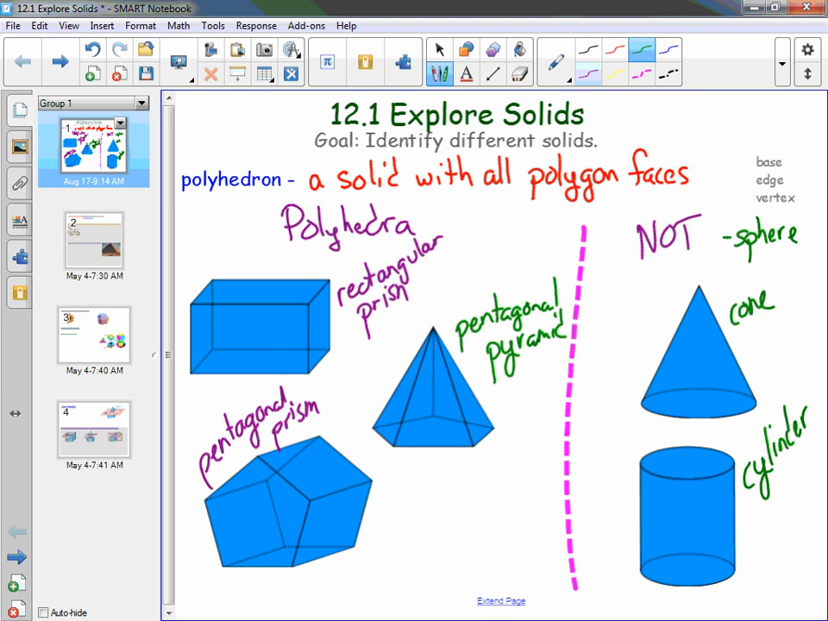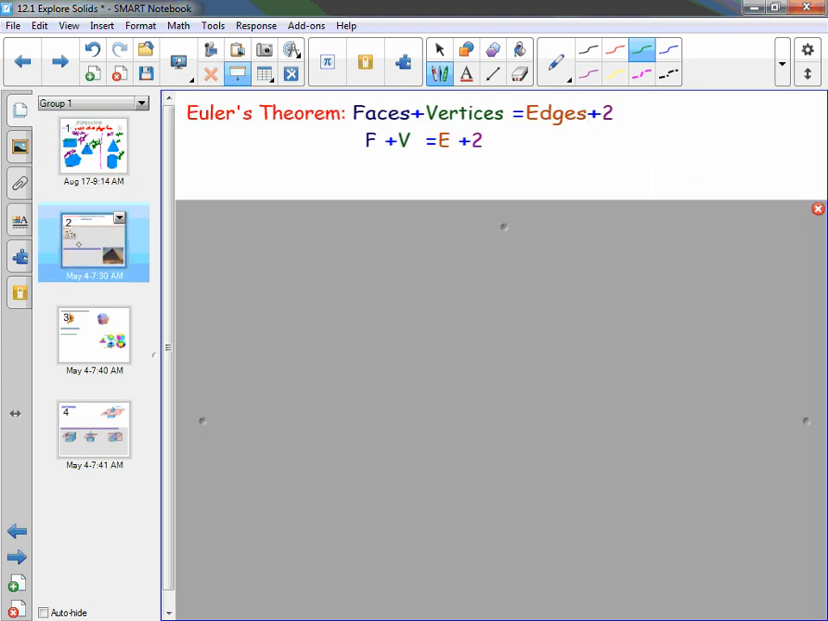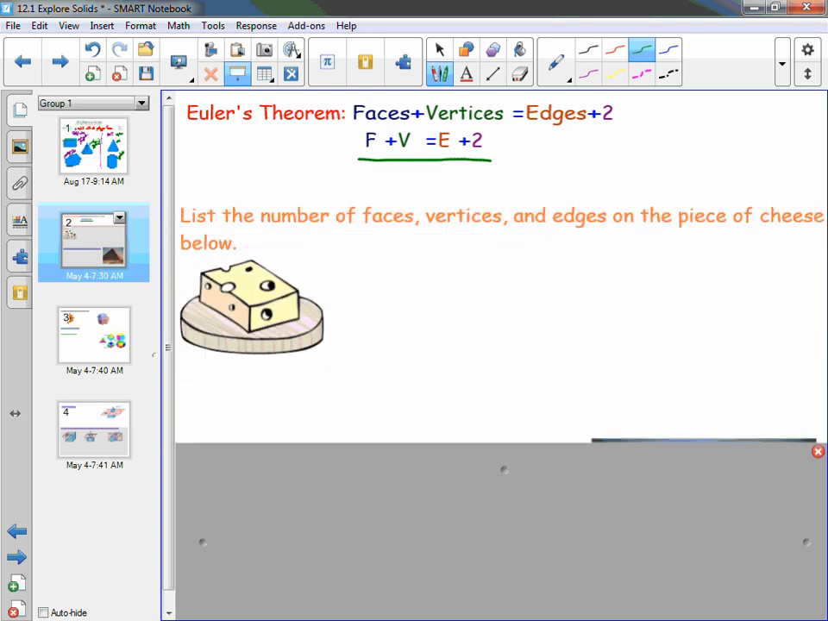Alright, edge. Any of these faces, also called a side. An edge is this line right there. That would be an edge. Where two edges meet, that point is called a vertex. Euler's theorem talks about the relationship between the faces, vertices, and edges of a polyhedron. So, very important. The number of faces plus the number of vertices is equal to the number of edges plus 2. And we'll go through an example right here.